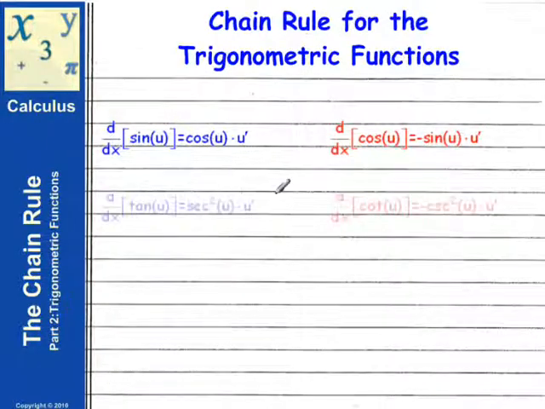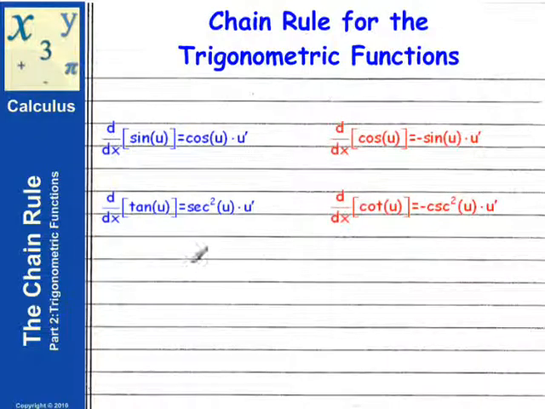And similarly, the other functions act in a very similar manner. The derivative of the tangent function normally is secant squared, but here we have the derivative of tangent of u with respect to x. So of course it's secant squared u times the derivative of the inside, u prime. Likewise, the derivative of cotangent of u normally is negative cosecant squared. Well, here, yes, it's negative cosecant squared of the same expression, but then times the derivative of the expression.